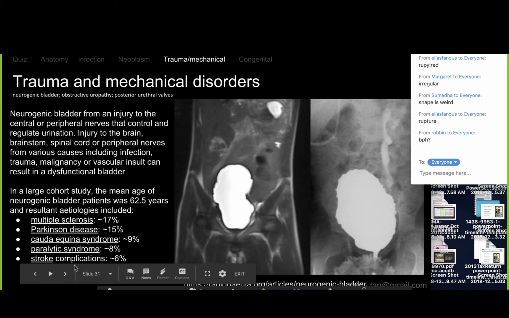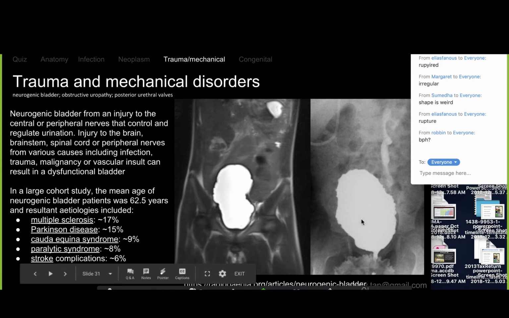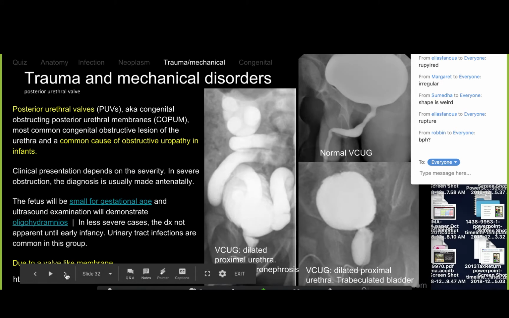So this is an example of a cystogram. A cystogram is a radiograph, in contrast to MR, where we inject contrast into the Foley catheter and fill the bladder. This helps us assess the bladder morphology, the capacity, and the function. What we see here on the cystogram is a very similar finding: large bladder capacity with trabeculations, consistent with neurogenic bladder.